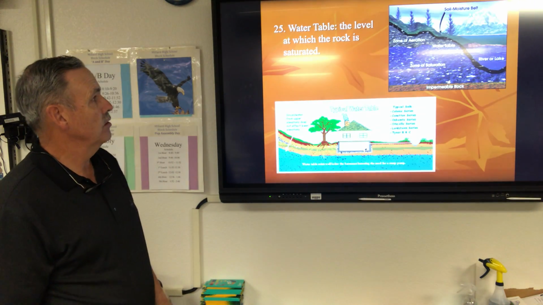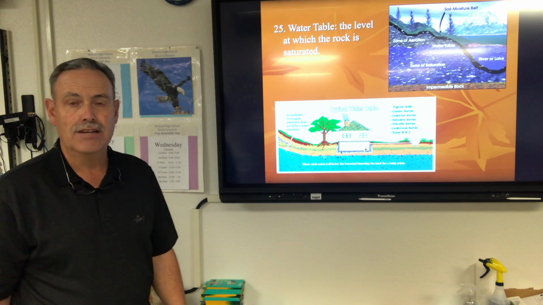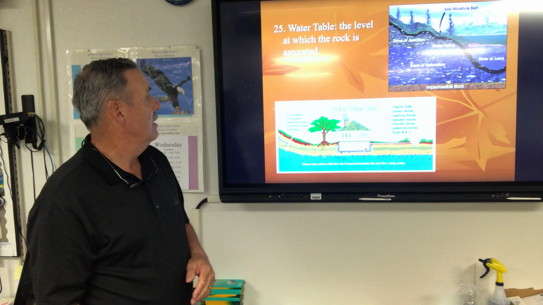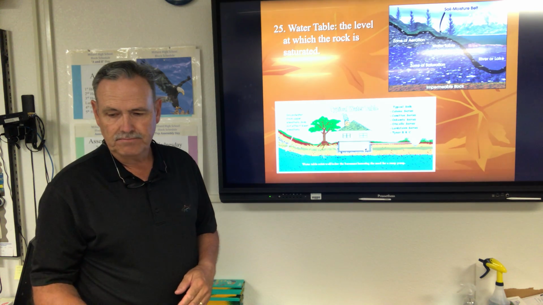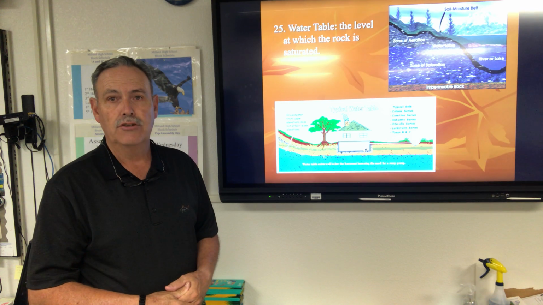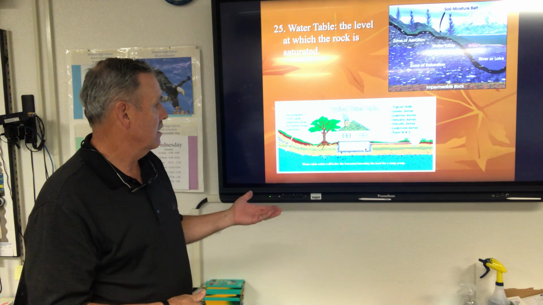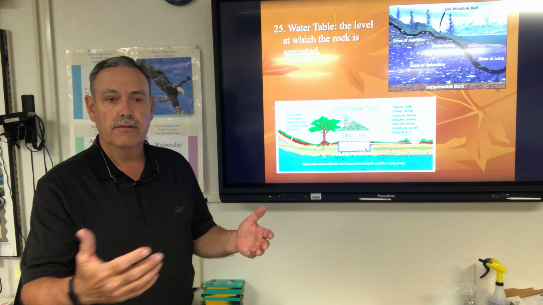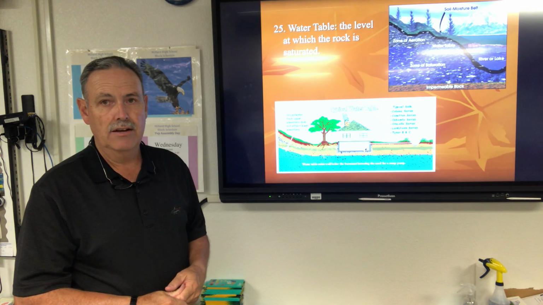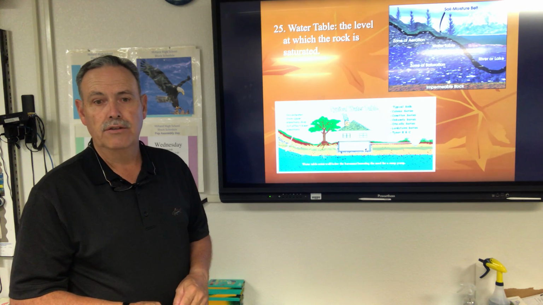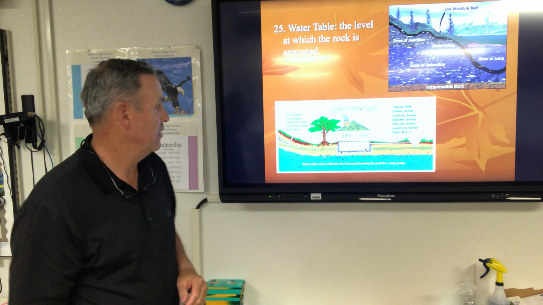Water table, the level at which the rock is saturated. We already talked about the water table, or the groundwater, and it is all part of the hydrologic cycle. It can come up to the surface through pumping for use in farms, and also transpiration. The plants and trees and the vegetation can get the moisture out of the ground.